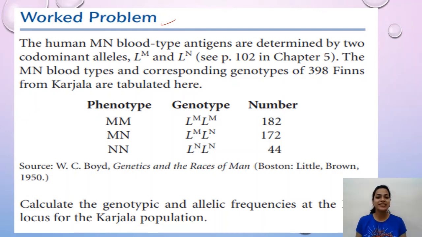So let us just start the problem. See, in the human MN blood group system, there are two codominant alleles. One is LM, another one is LN. Now the MN blood type and the corresponding genotypes of 398 Finns from Karjala are tabulated here.